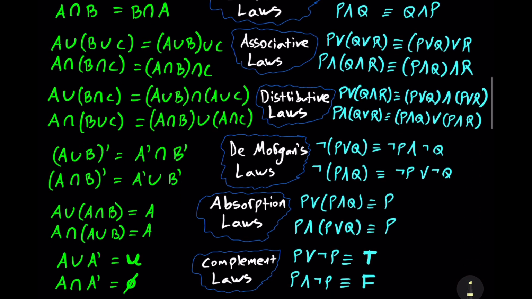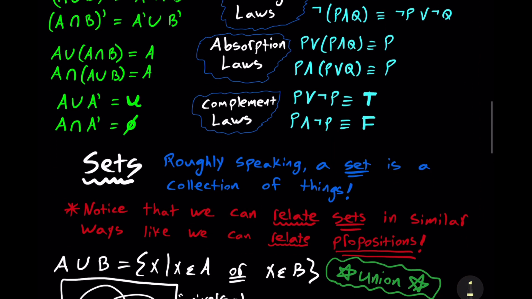And remember, a set, at least roughly speaking, is a collection of things or objects. The number of elements or members of any given set can be finite or infinite, or it can be entirely empty. In other words, we can have the empty set.